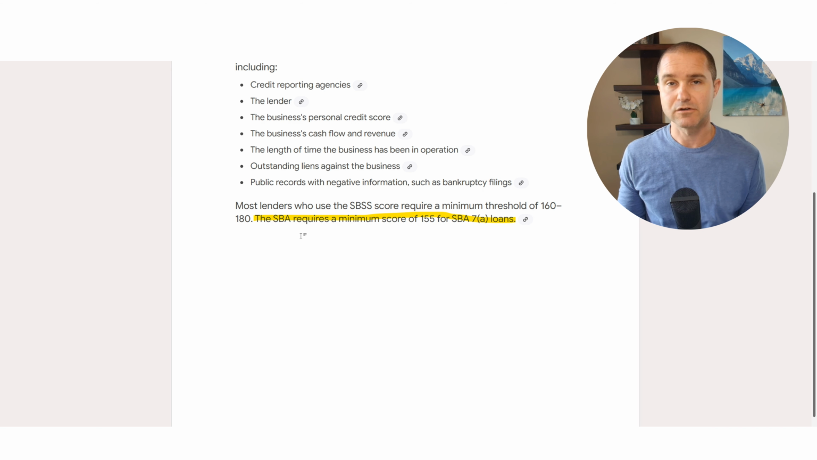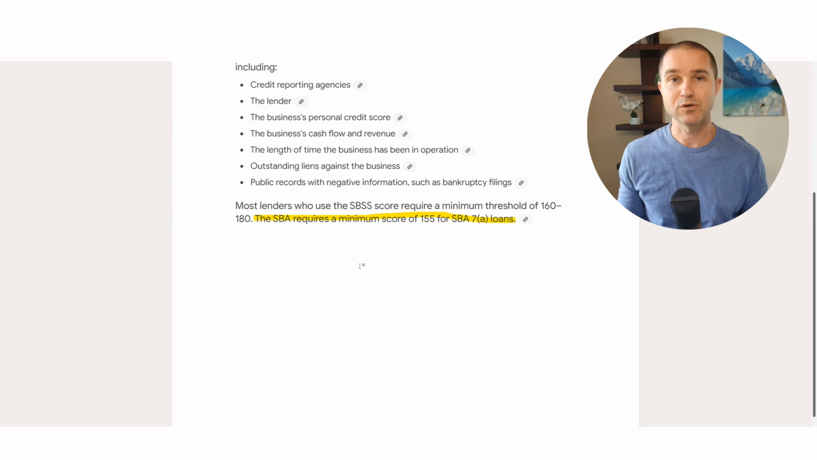So most SBA lenders are going to want your score to be in the 160 to 180 range minimum. The SBA technically requires a minimum score of 155 for an SBA 7(a) loan. You can keep that in mind, but you realize that you're probably going to need a score of 160 to 180 minimum for most lenders to want to work with you.